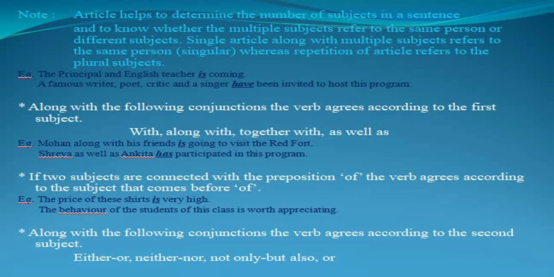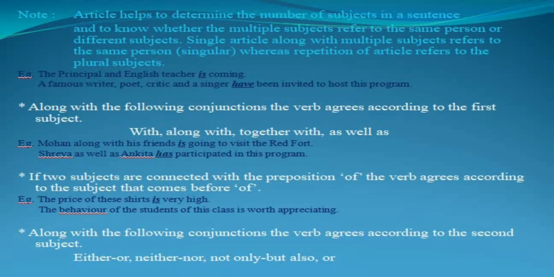Next point. Along with the following conjunctions, the verb agrees according to the first subject. These conjunctions are with, along with, together with, as well as. For example, Mohan along with his friends is going to visit the Red Fort. Here, there are two subjects, Mohan and his friends. But remember one thing, along with these four conjunctions, we use the verb according to the subject that comes before these conjunctions. So we will use the verb according to Mohan. Here Mohan is a singular subject, therefore we have used a singular verb is.